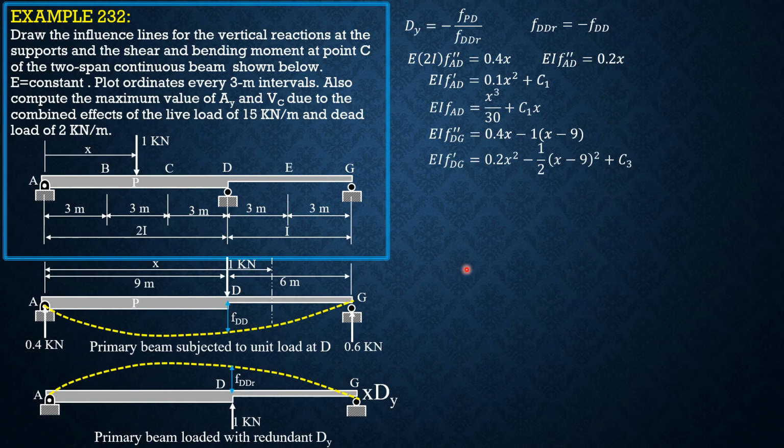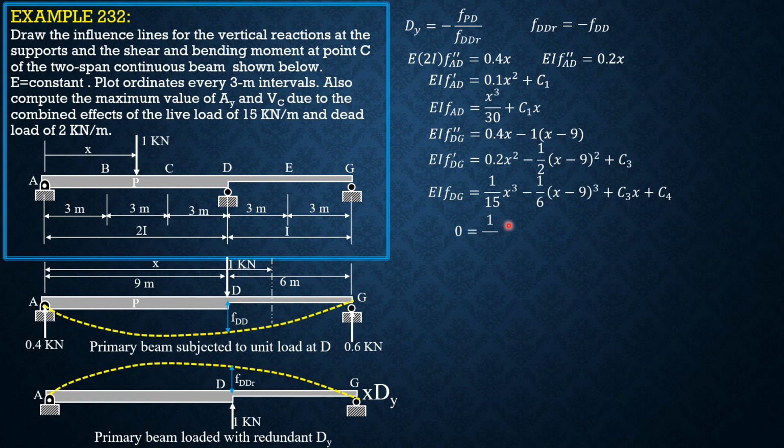So EI F DG is equal to 1 over 15 x cubed minus 1/6 quantity (x minus 9) cubed plus C sub 3 x plus C sub 4. So beginning with this equation, when x is 15 meters, applicable to this, so from D to G, y, or F DG, is 0.